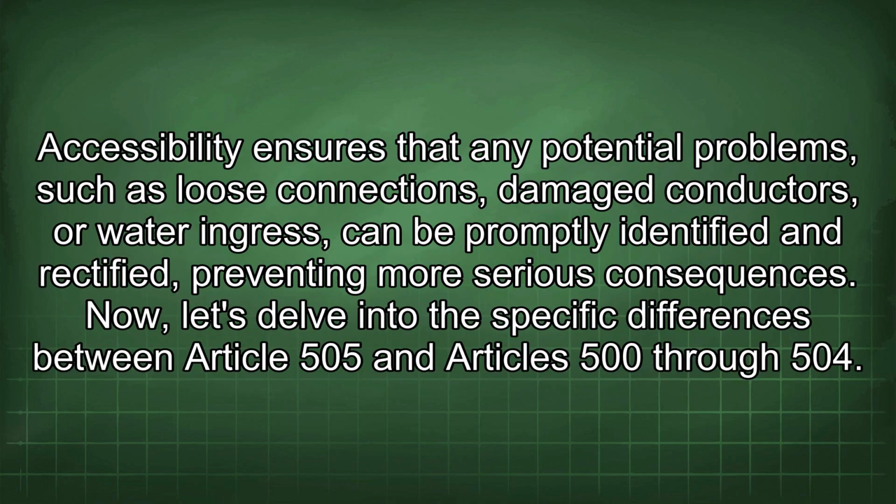Accessibility ensures that any potential problems, such as loose connections, damaged conductors, or water ingress can be promptly identified and rectified, preventing more serious consequences. Now, let's delve into the specific differences between Article 505 and Articles 500 through 504.